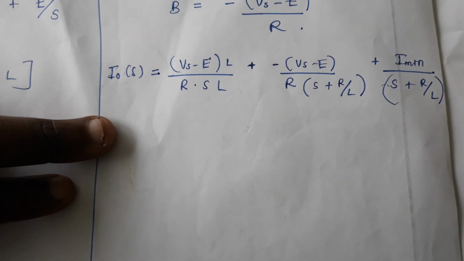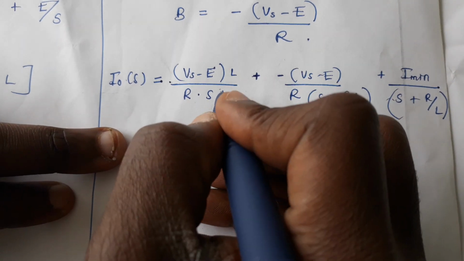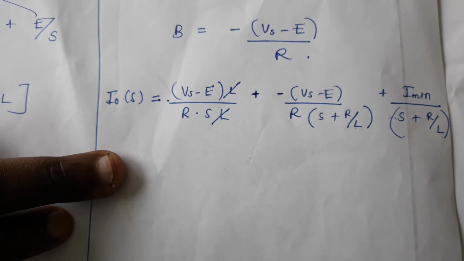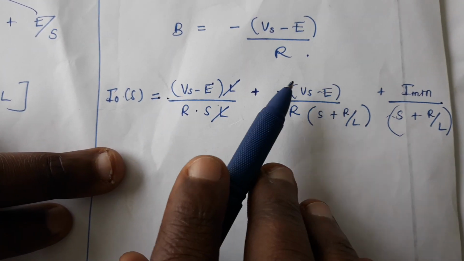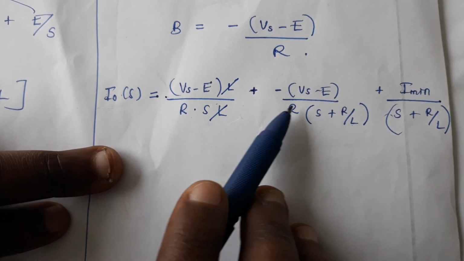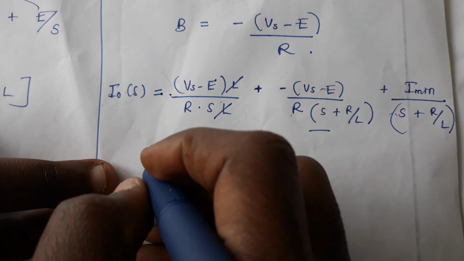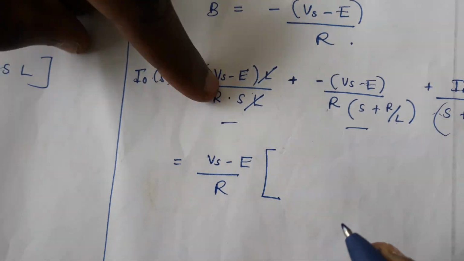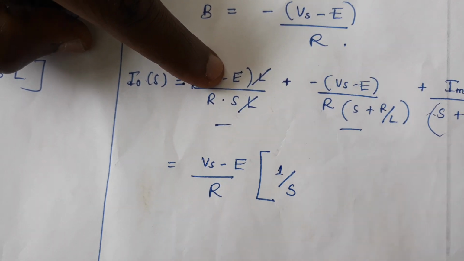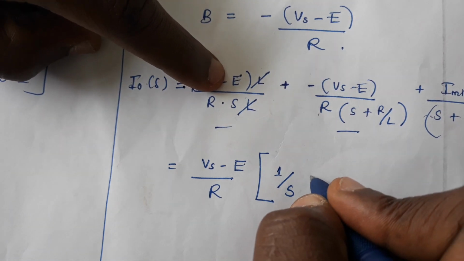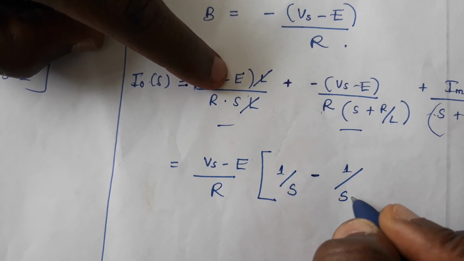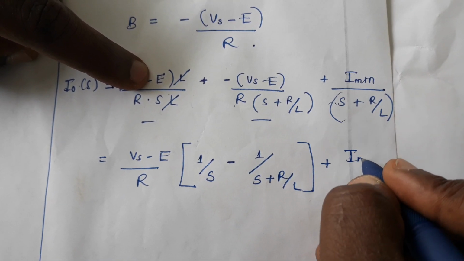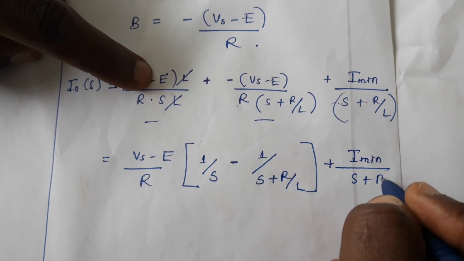Okay, so in this case, what you can see basically, this L will go with this L. So that's the first thing we can see. And we can see from these two, Vs minus E over R is common in both this and this one. So we can factor out Vs minus E over R, okay? And for this one, we remain with 1 over S, okay? And this one, we are going to have minus 1 over S plus R over L.